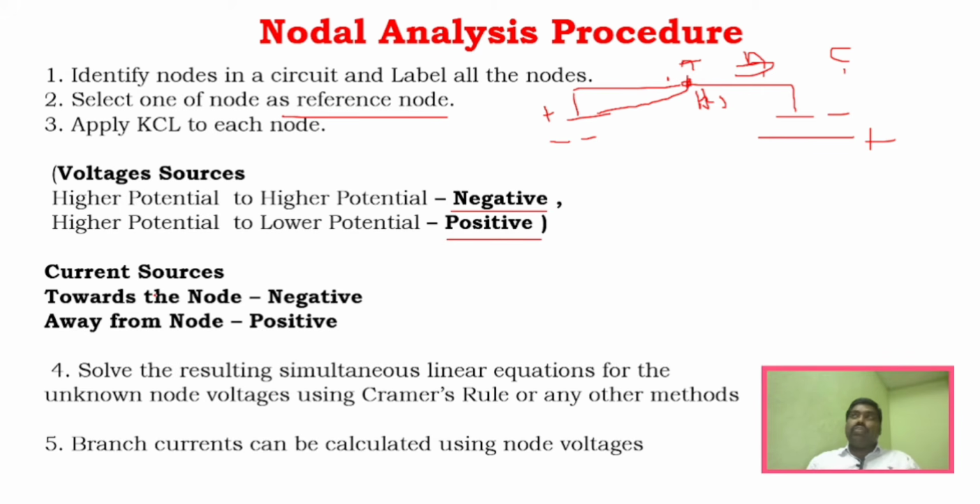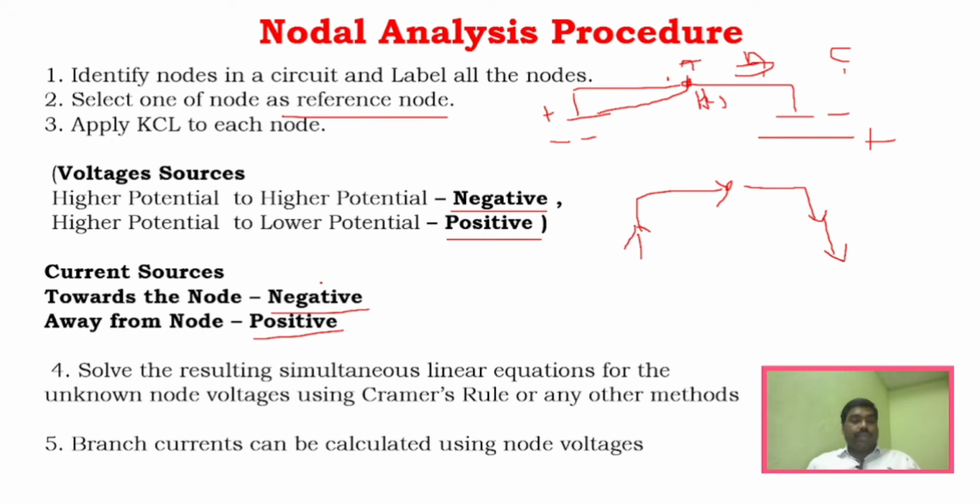Whereas for current sources, whenever a current source is given like this, that is, whenever it is approaching this particular node, then it has to be given a negative sign. And whenever the current source is given like this, that is, it is moving away from the node, then it is given as positive. So you have to be very clear with this. If it is higher potential to higher potential, you give a negative sign. If it is higher potential to lower potential, you give a positive sign. And for current sources, if it is towards the node it is negative, and if it is away from the node it is positive.